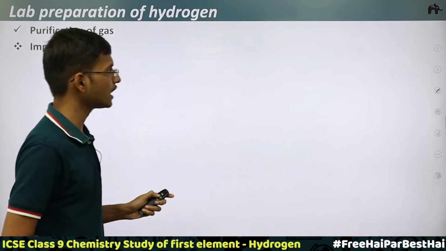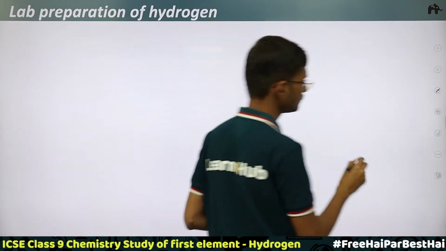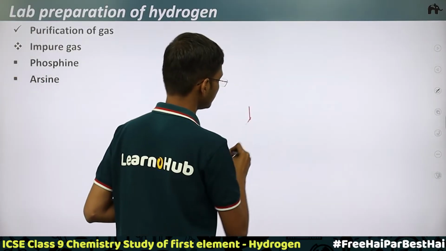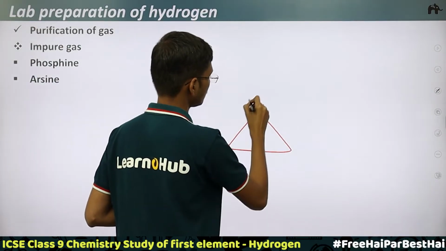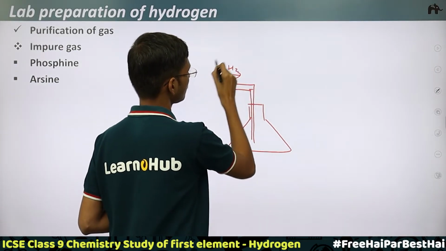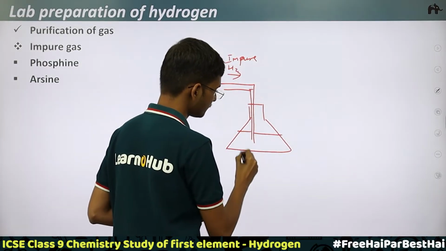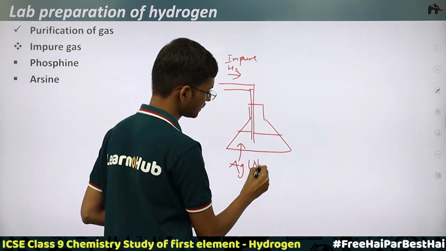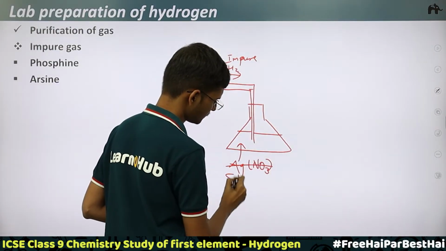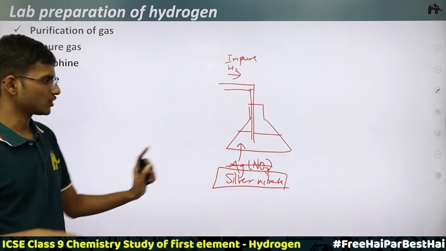We are going to take that impure hydrogen and pass it first into, for example, a flask. The impure H2 is coming. I am going to pass it through first silver nitrate, AgNO3. I will just write here normal silver nitrate, no need to go into the formulas and all those things.